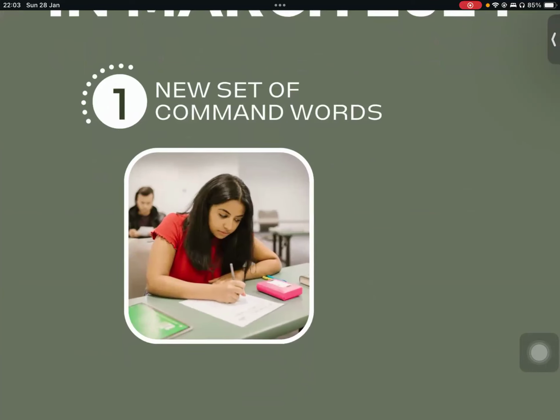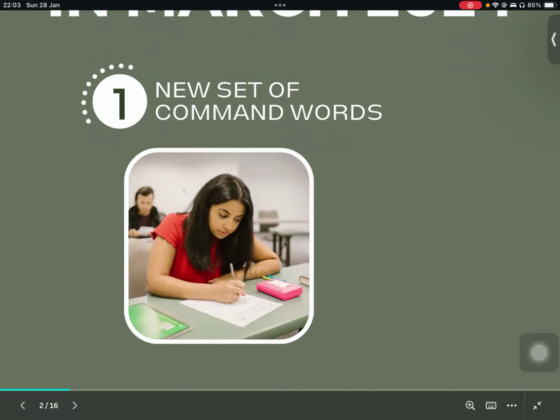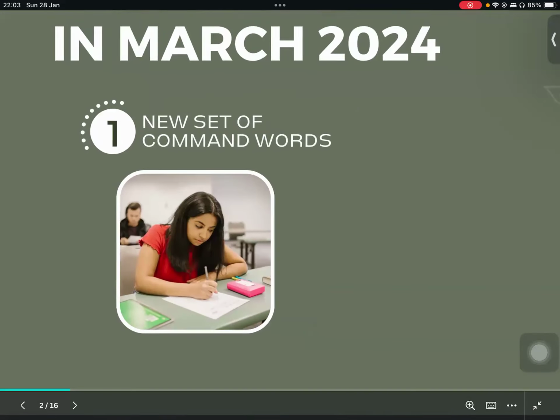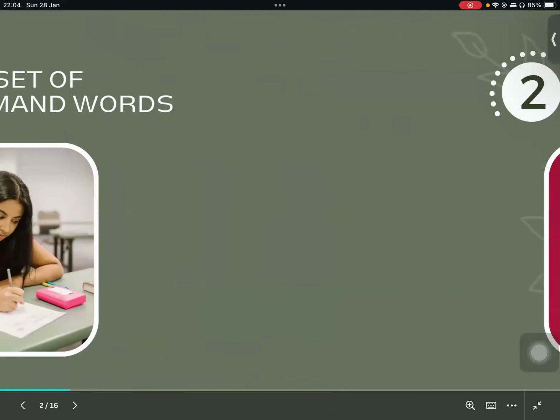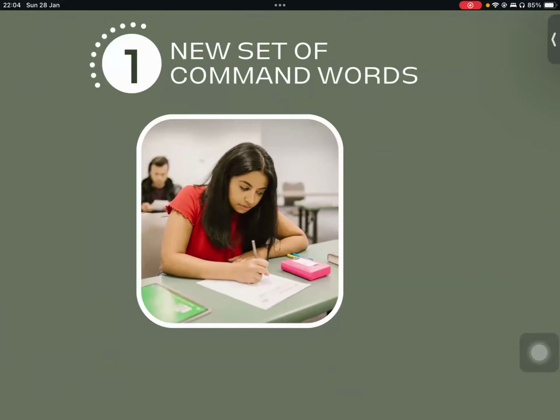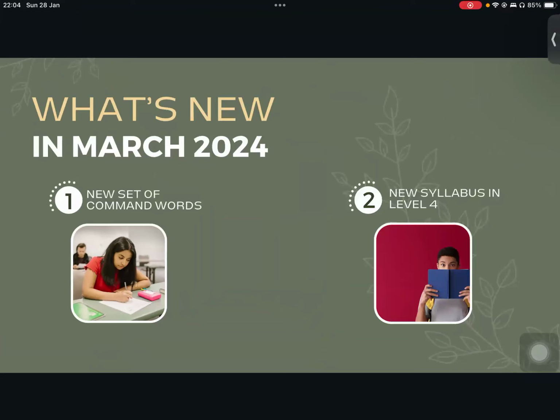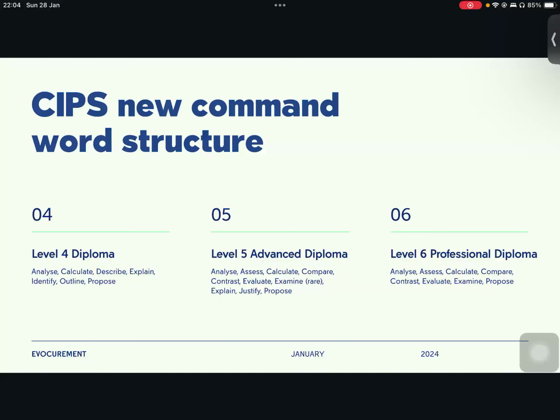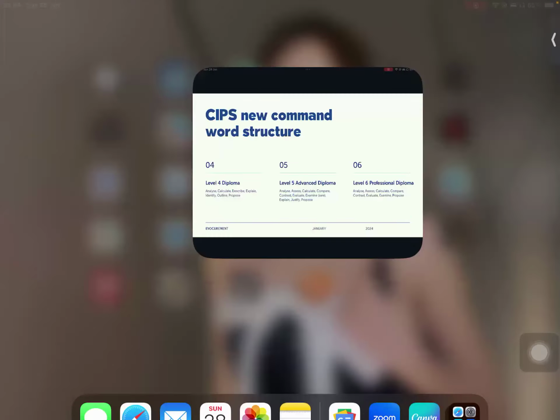Second, we have a new set of command words. This particularly impacts the CR exam in level 4, level 5, and level 6. So the change does not apply only to level 4, but to other levels as well. We will look at the new set of command words here. You can find out about the new command words by going to the CIPS website and then the student hub.